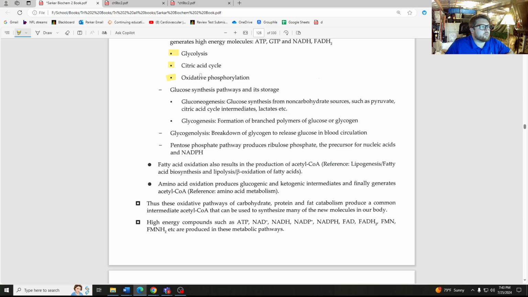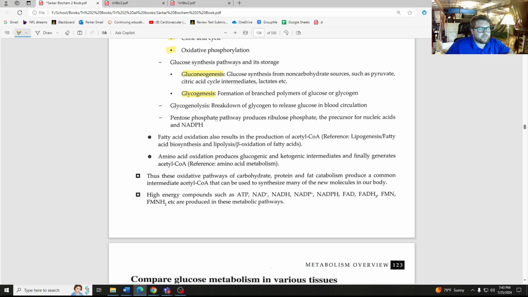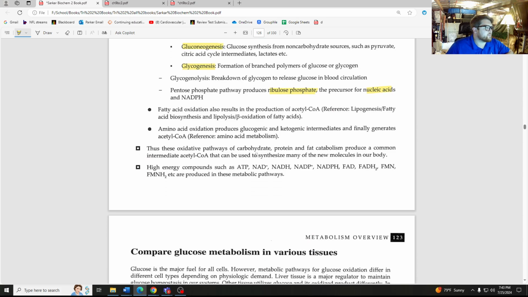In order to create more glucose and to store glucose, we have gluconeogenesis, for making glucose from non-carbohydrate sources. Glycogenesis, making that glycogen. Glycogenolysis, breaking down that glycogen. And of course the pentose phosphate pathway, producing the ribulose phosphate, NADPH as well, producing those nucleic acids.